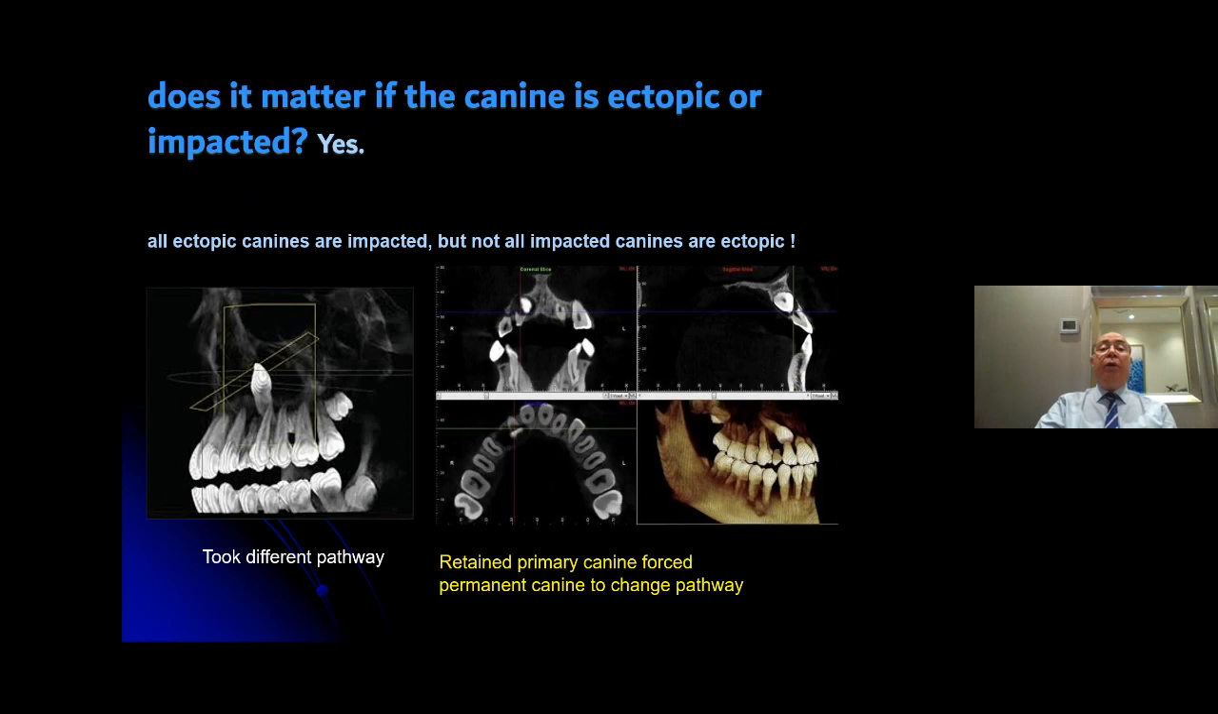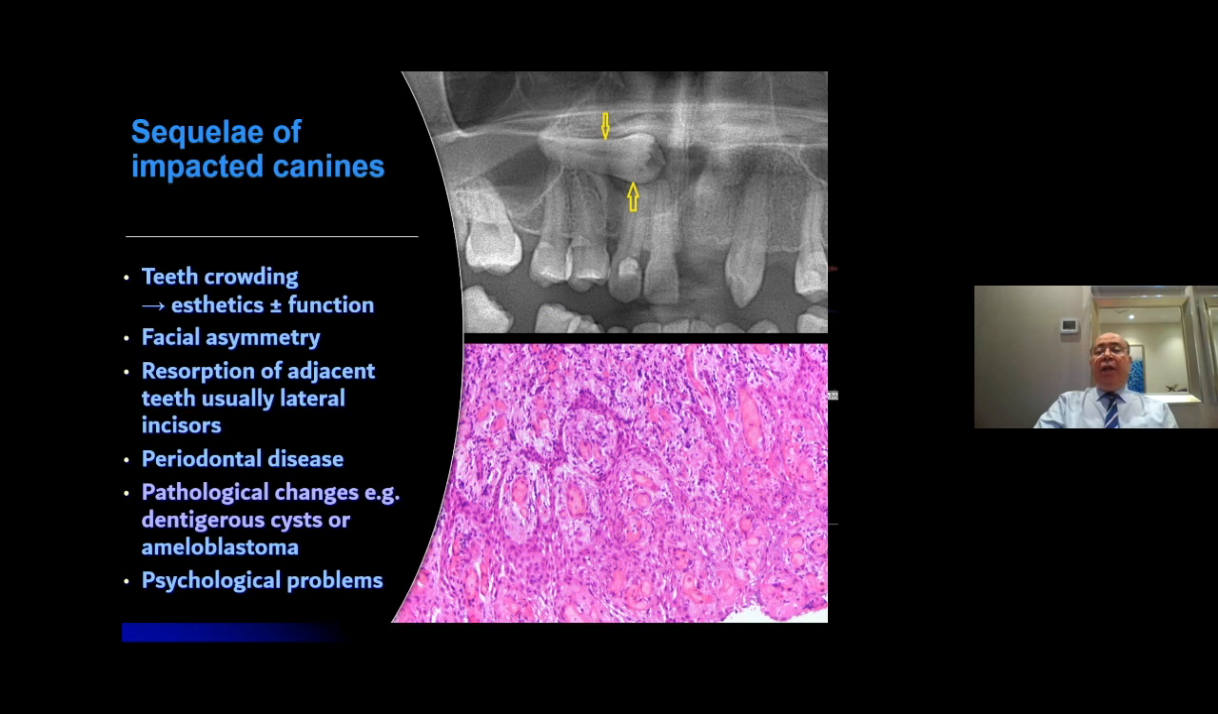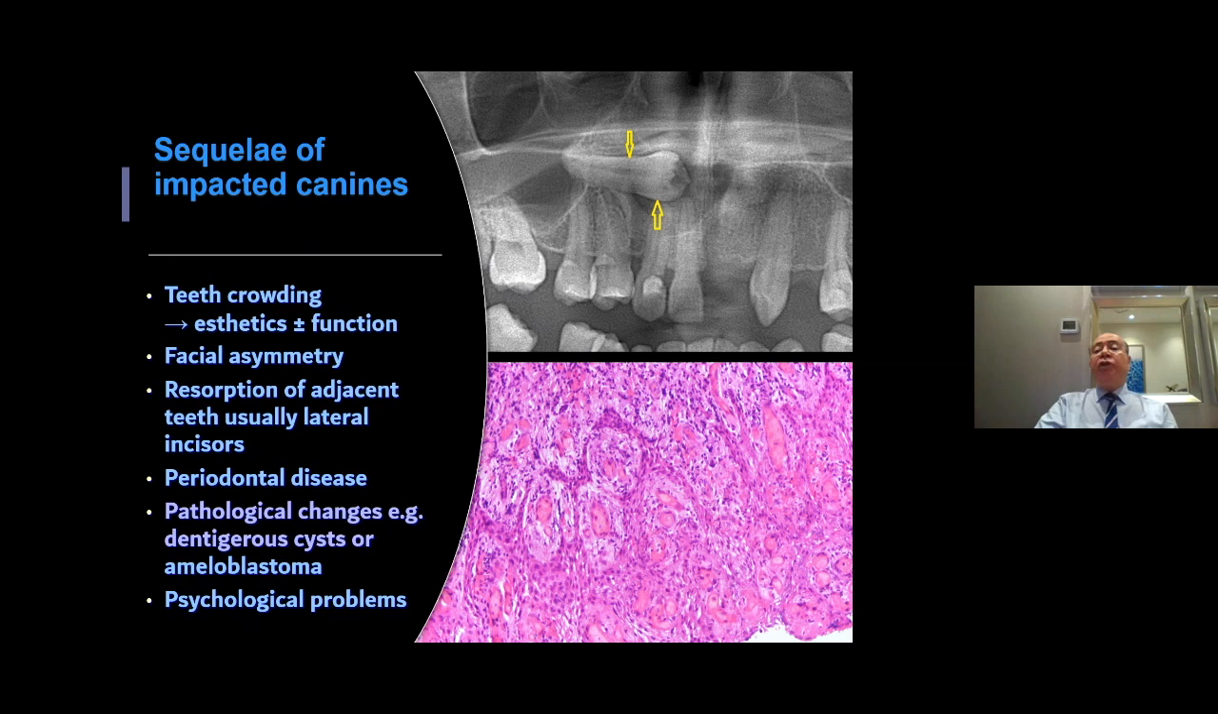So what does an impacted canine actually do? Why do we need to manage it? Firstly, it causes crowding, and this can affect the aesthetics and or the function of the dentition. It can contribute to facial asymmetry, and this itself can be a cause of a psychological problem. An impacted tooth, and especially an impacted canine, can actually cause resorption of the roots of the adjacent teeth or tooth, and this is usually the upper lateral incisor in this condition.